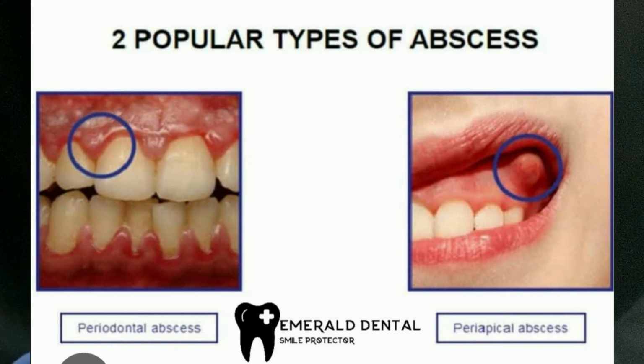Lastly, we have periapical abscess. An abscess can form if the infection continues to spread, leading to accumulation of pus in the periapical area. These are often associated with severe pain, swelling, and systemic symptoms like fever.